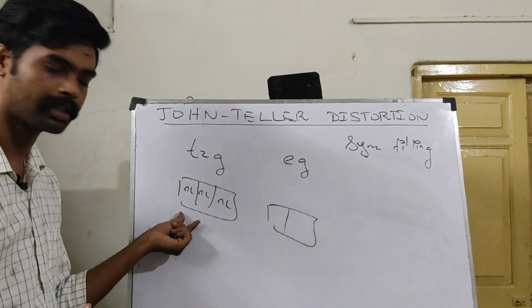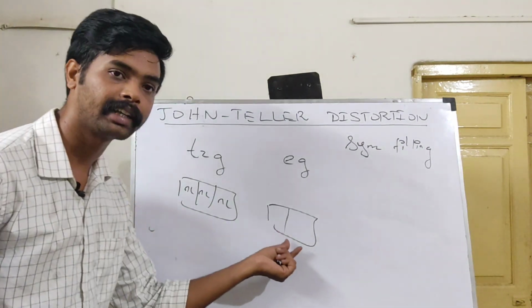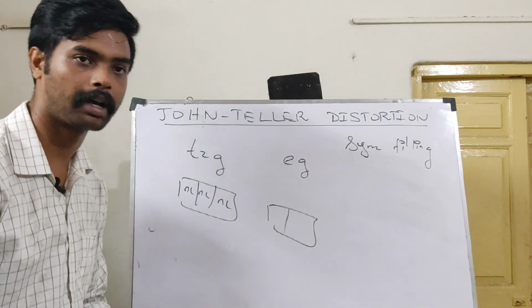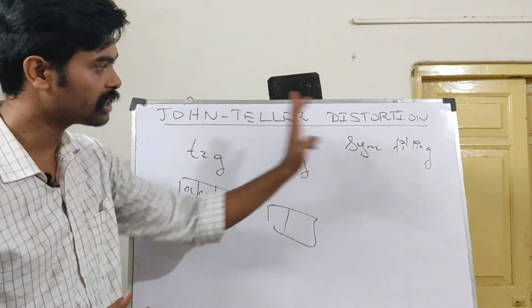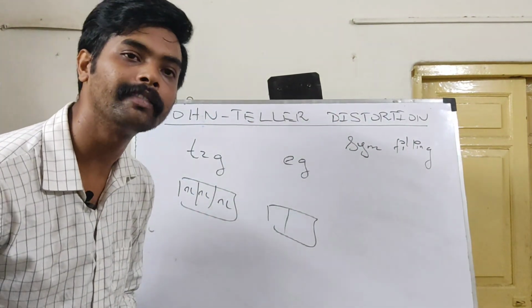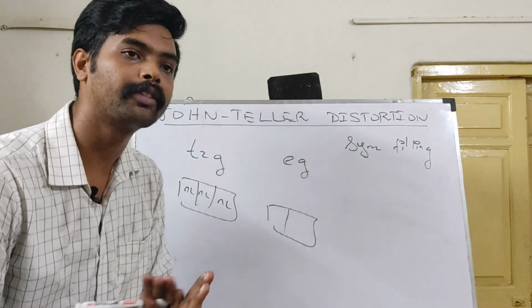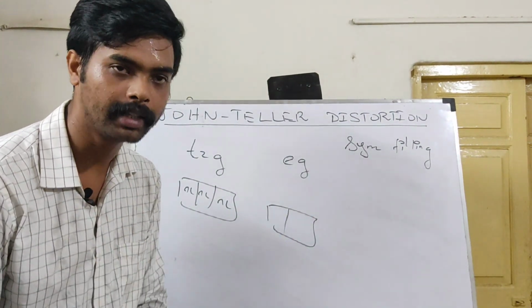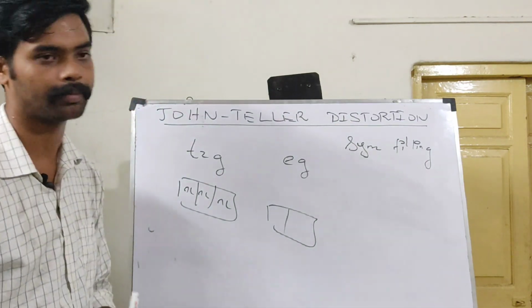So I have 3 of the orbitals having 2 electrons each, and in the EG set there is no electron at all, both of them having 0 electrons, right? So these are all the cases where I have symmetrical filling. Whenever you have symmetrical filling, you don't have to worry about the bond lengths. All the bond lengths are going to be the same, no problem at all, right?